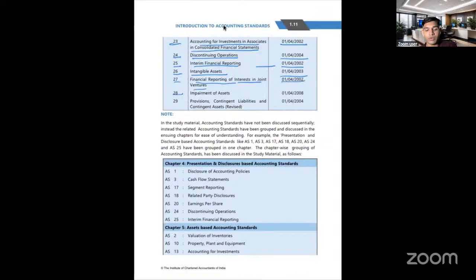AS28, impairment of assets, comes into the picture on 1st April 2008. AS29, provisions, contingent liabilities and contingent assets (revised), comes into effect from 1st April 2004.